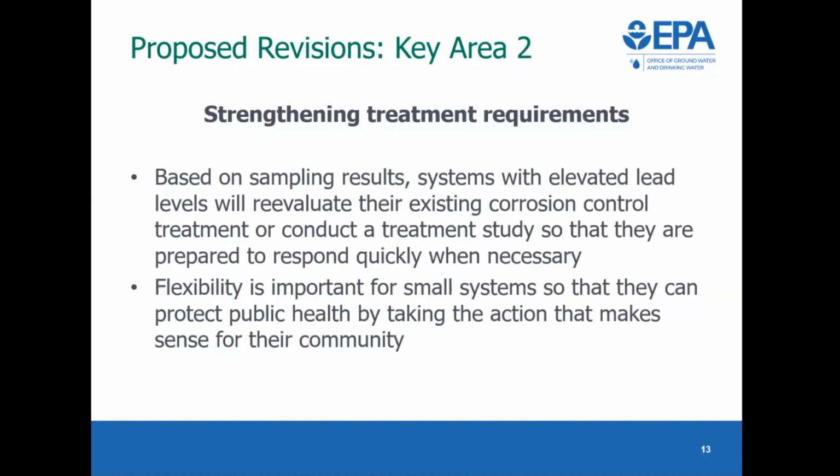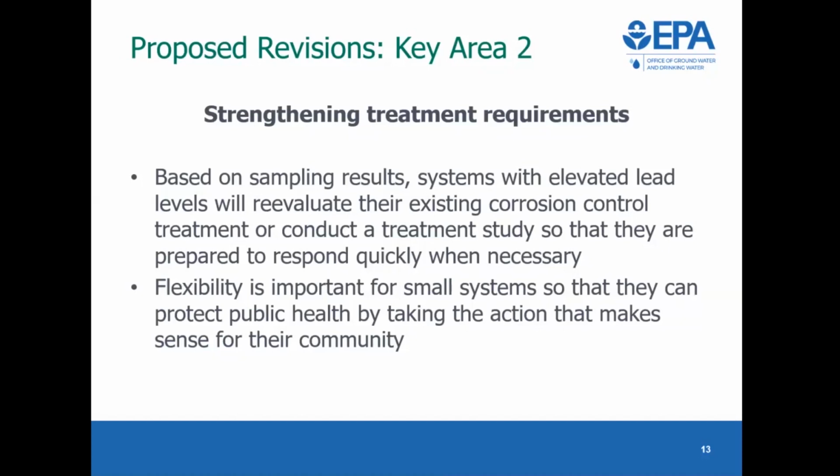The idea here is at the trigger level, if a system has CCT in place, or if they jump all the way to the action level, they must reevaluate and re-optimize their corrosion control treatment that they currently have in place. If a system doesn't have corrosion control treatment and they move above the trigger level, they would be required to evaluate CCT and determine the optimal CCT that would be used in the system. If they go above the action level, and they're serving greater than 10,000 individuals, they would have to implement that CCT at that point.